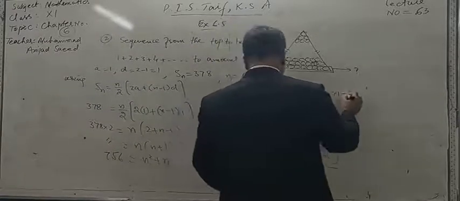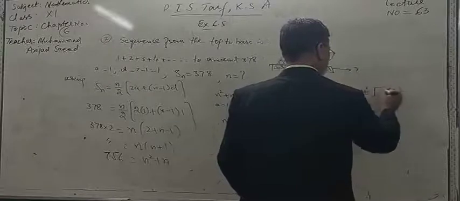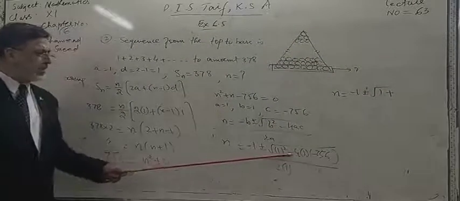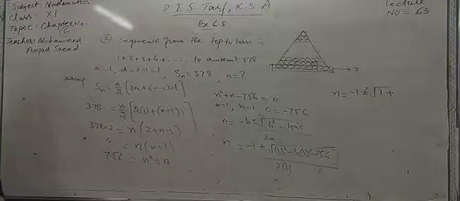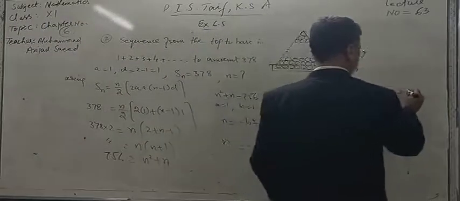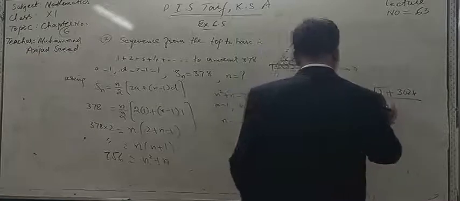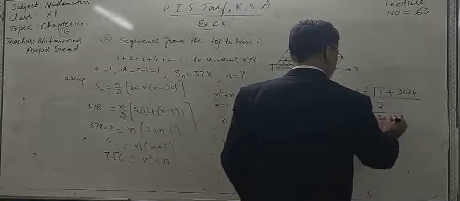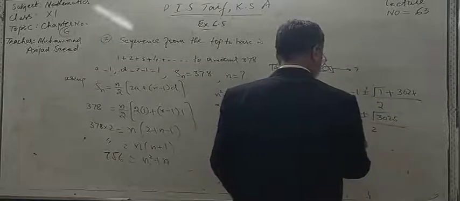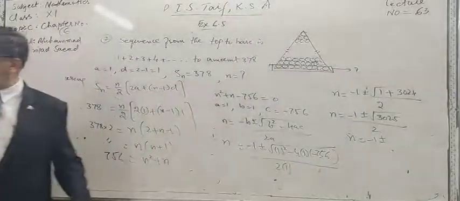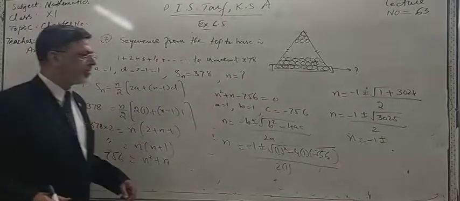Dear students, we have n is equal to minus 1 plus minus square root of 1 plus 3024, divided by 2. n is equal to minus 1 plus minus square root of 3025 over 2. The square root of 3025 will be 55.